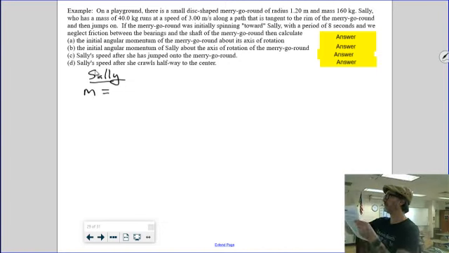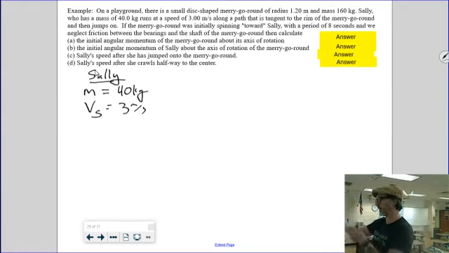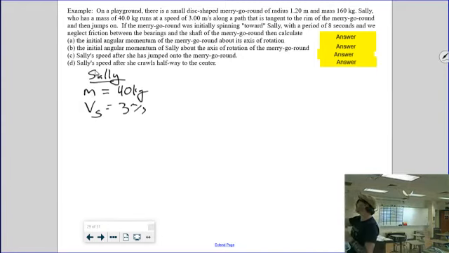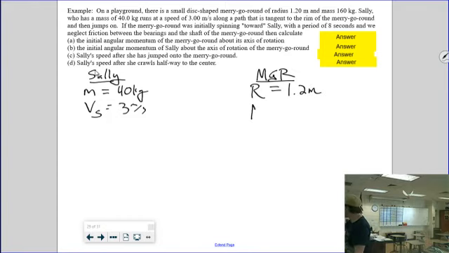The mass of Sally is 40 kilograms. The velocity of Sally at the start is 3 meters per second. Over here we've got this merry-go-round. The merry-go-round has a radius, and I'm going to use a capital R for that radius. The radius for the merry-go-round is 1.2 meters, and the mass of the merry-go-round is 160 kilograms.